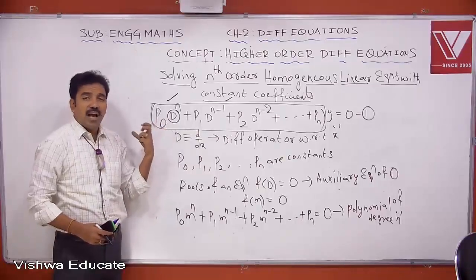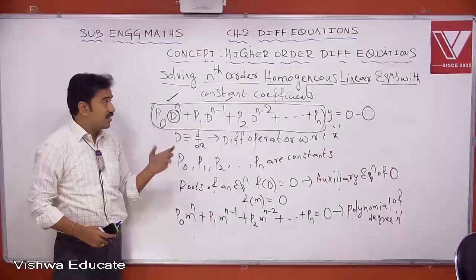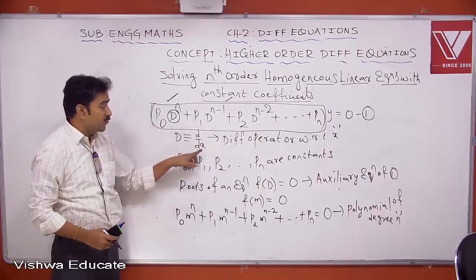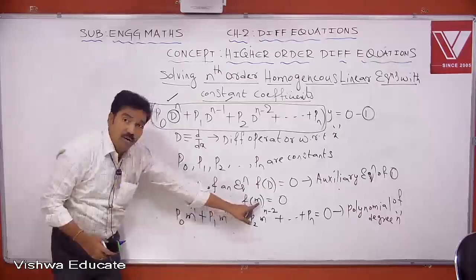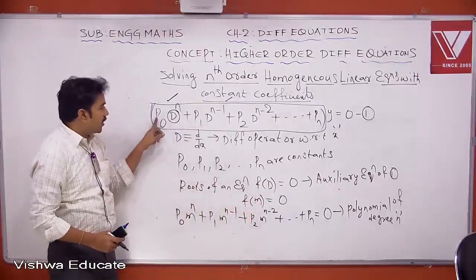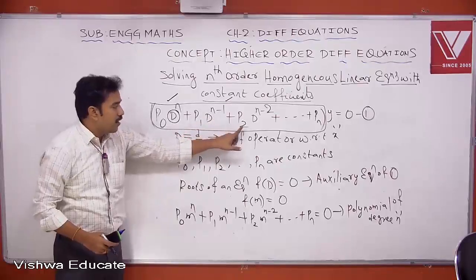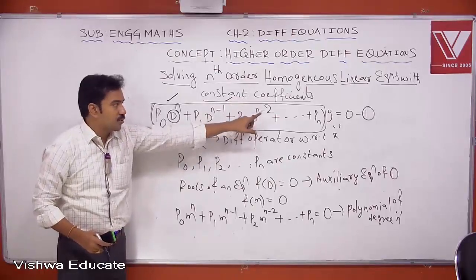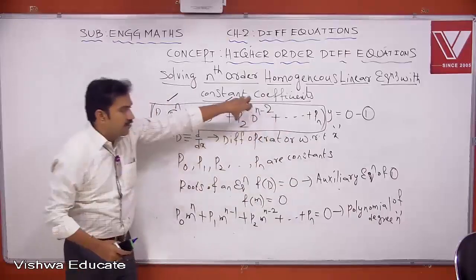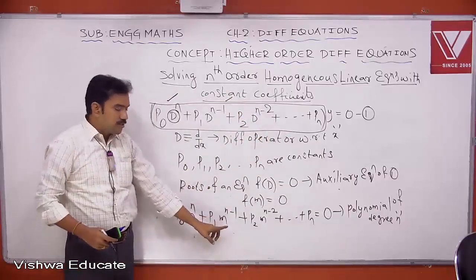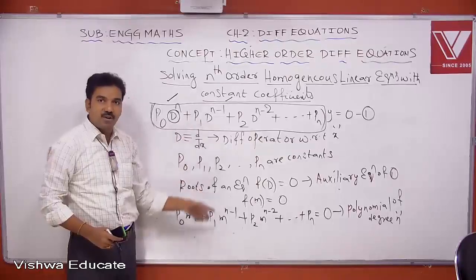Generally, if you have the habit of taking x, you can take x. But the reason we were not taking x is that we are already using the variable x as the independent variable. That's why I have taken a variable m. So this is p naught into m power n plus p1 into m power n minus 1 plus p2 into m power n minus 2 and so on plus pn equals 0, and this is called the auxiliary equation. Basically, this is a polynomial expression of degree n because it is an nth order equation.